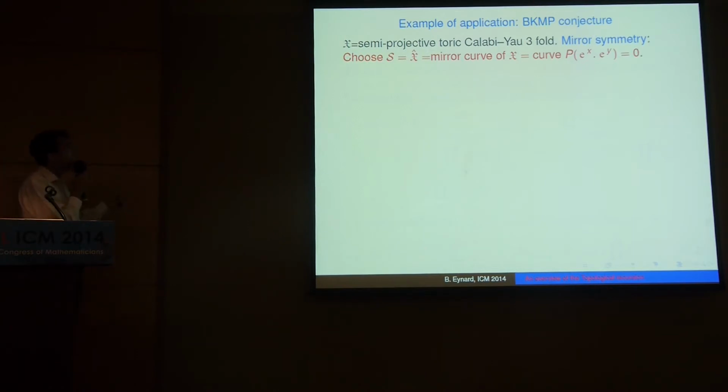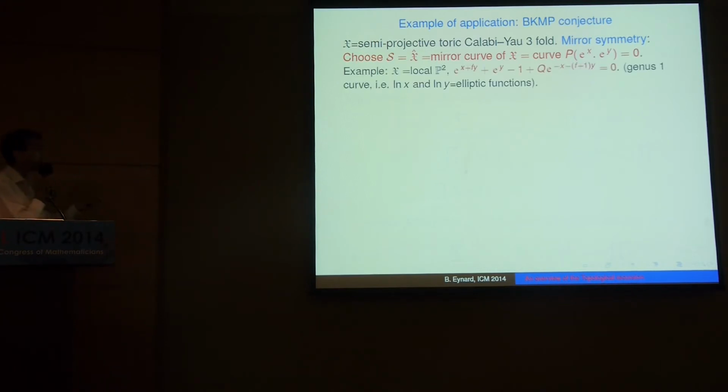So take X, a semi-projective toric Calabi-Yau threefold. It has a mirror, and the mirror is typically a curve of that form, a polynomial of e to the x, e to the y equals 0. I just showed you the example of C3, but let me show you another example, X equals local P2, which is a certain Calabi-Yau. Its mirror is this polynomial. It's a genus 1 curve, which means that log x and log y are elliptic functions on the torus.